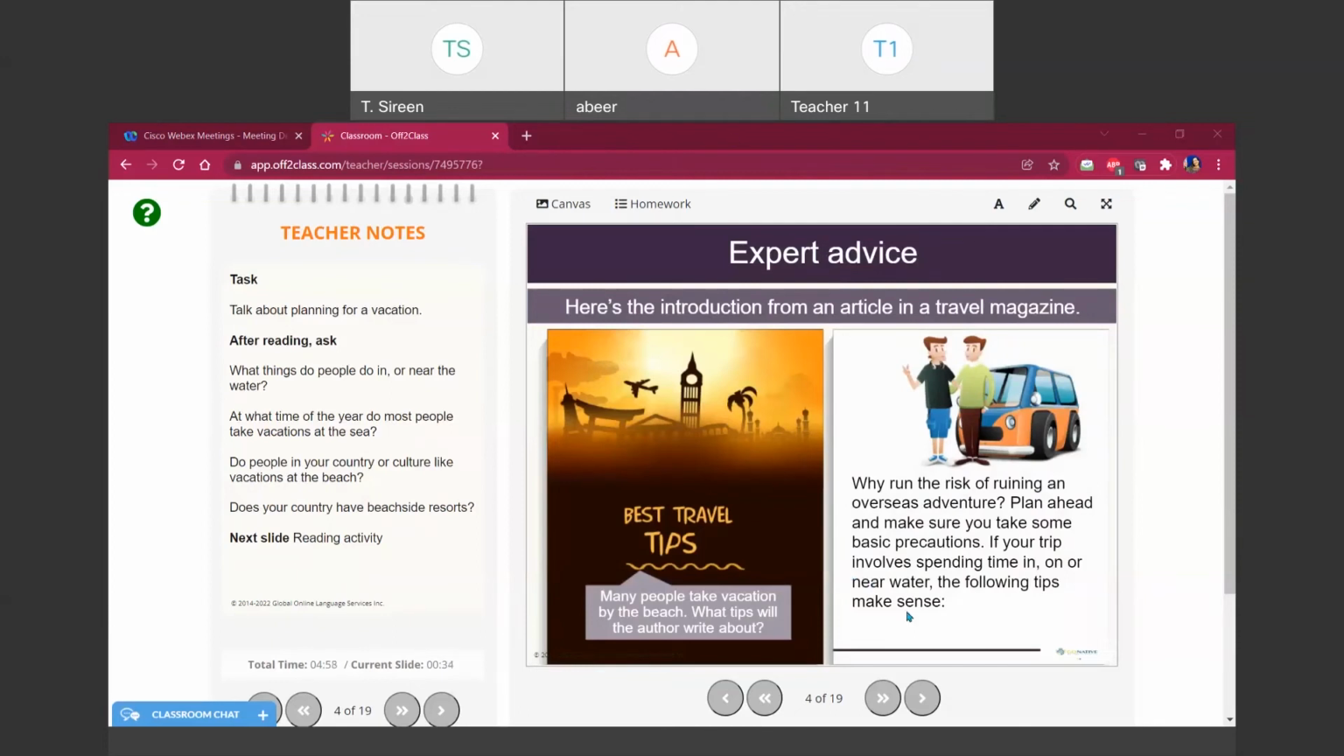Makes sense. So here, what he's saying is that many people take a vacation by the beach. What tips will the author write about? What is the author saying? What are the tips? Do you have, for example, travel tips? I didn't understand the word tips. Tips means advice.